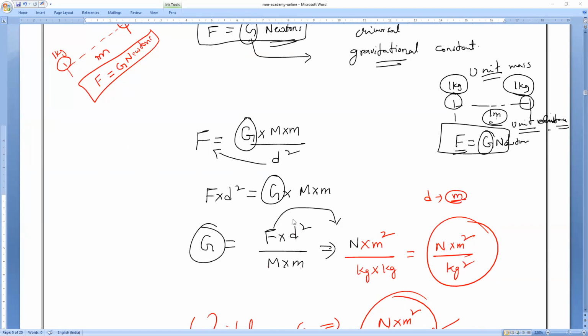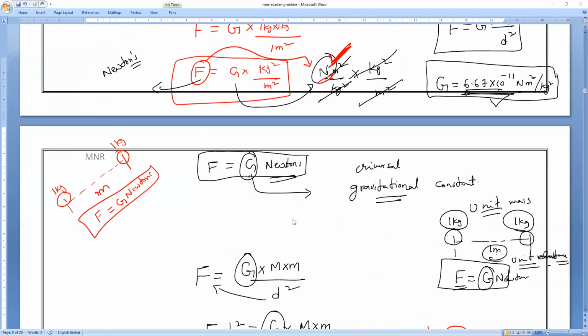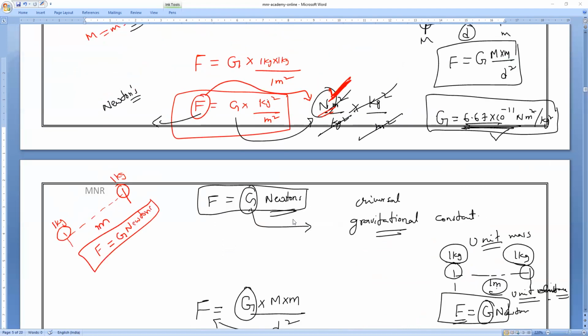Force is equal to G newtons when the two bodies have unit mass and the distance between them is one meter, that is, unit mass and unit distance. Understand?